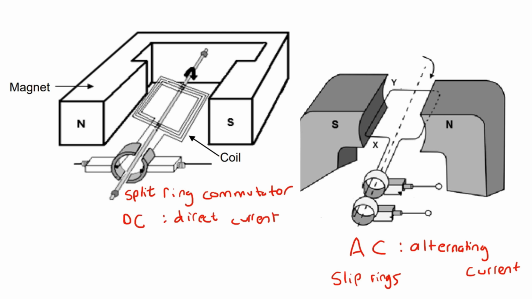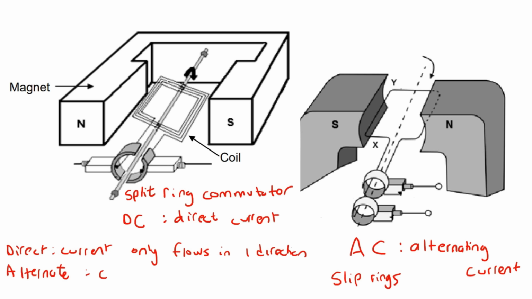What does direct and alternate mean? Direct means current only flows in one direction, and then alternate means current flows forwards and backwards. Okay, so right, so now let's just make sure that you understand that.